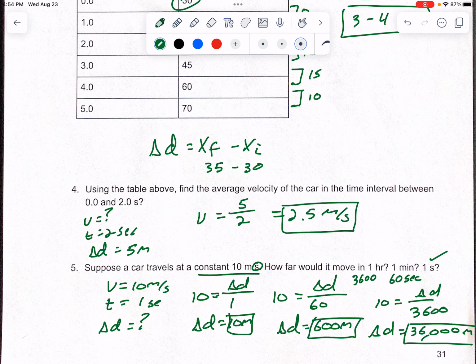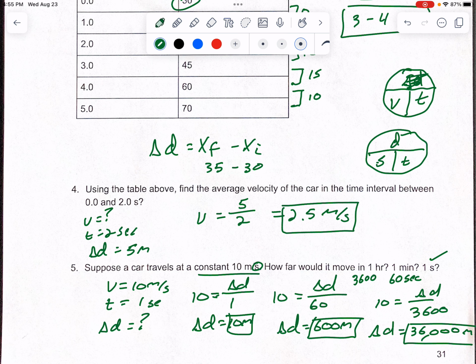Now, when you look at the equations, we have V equals D over T. So I'm going to go over that trick again. If you have the circle, you have V equals D over T. If I was looking for D, I would cover it up, and that would be velocity times time. Now you can do the same thing for the speed one. Speed equals distance over time. If I was looking for time, I would cover it up, and that would be distance divided by speed. So that's how you do that circle trick.